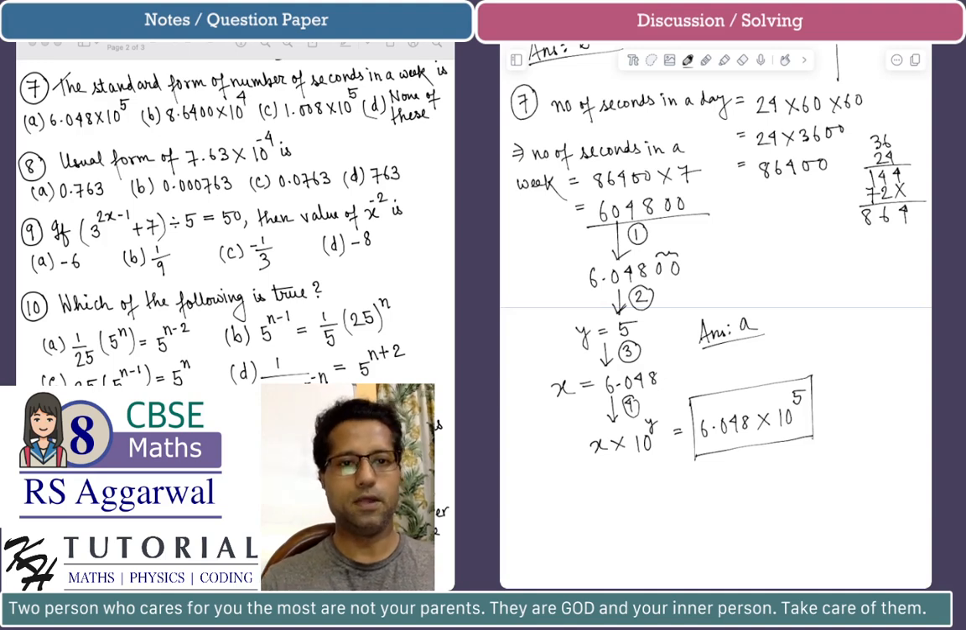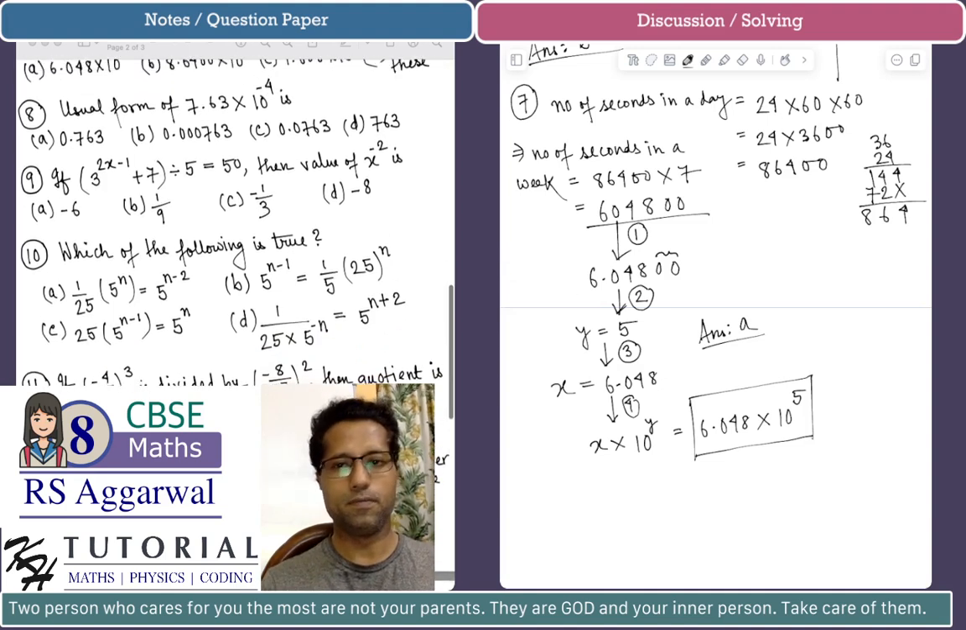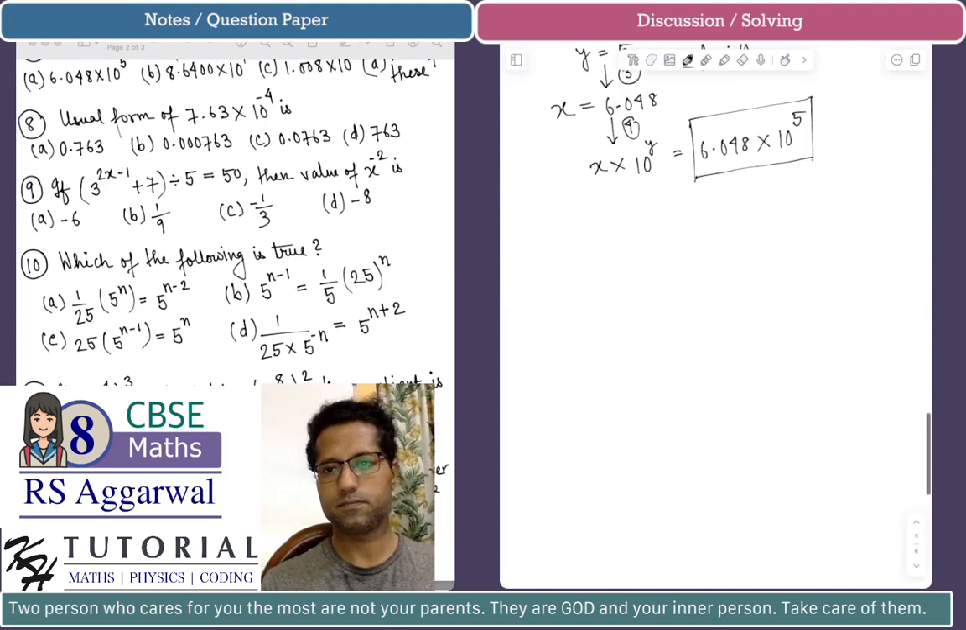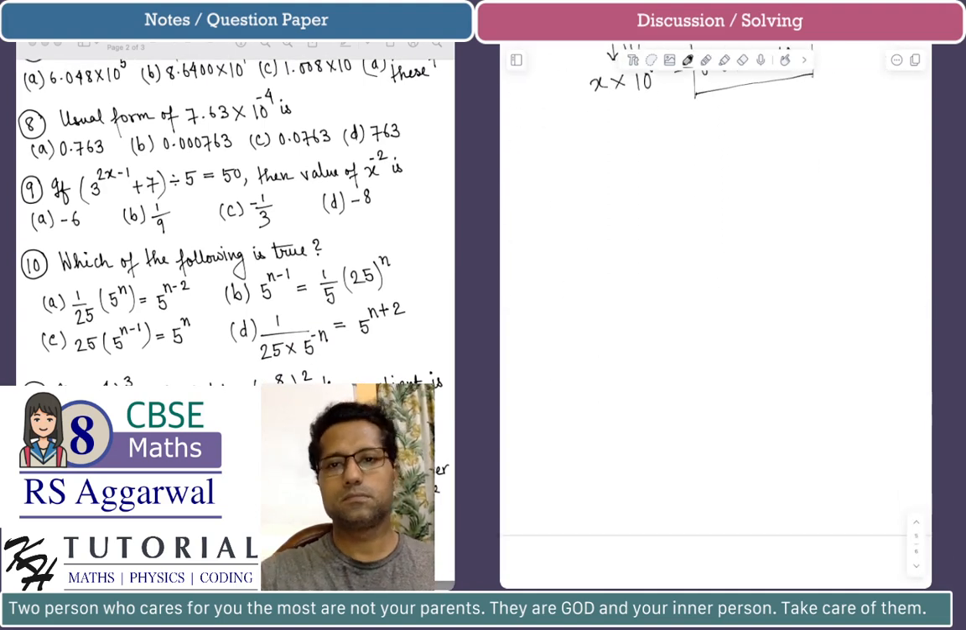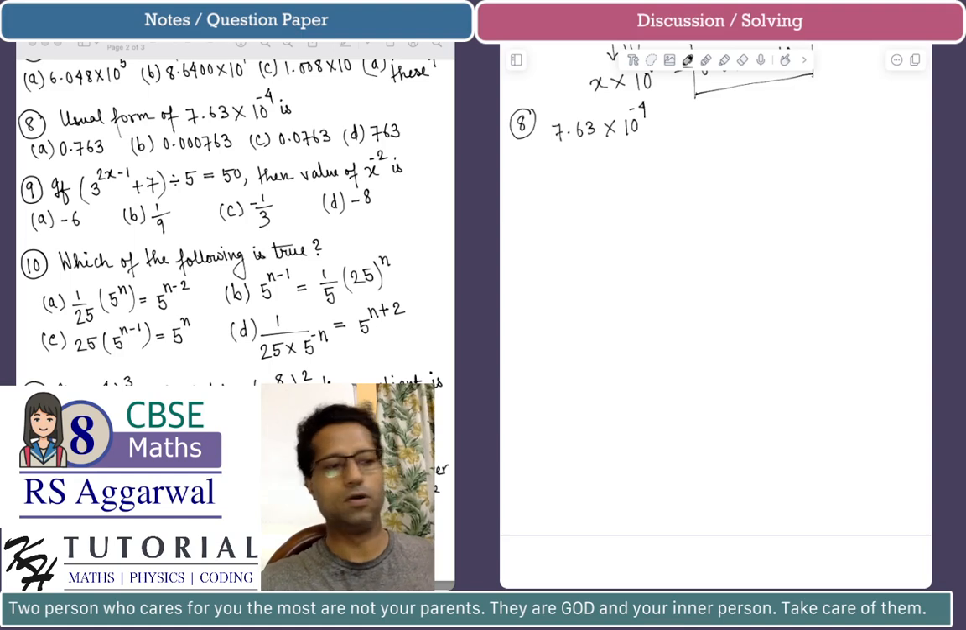Okay, let's do problem number 8. We are given a number. This is a very small number because the power of 10 is negative. We have to convert this number into usual form, the decimal form, that is without any factor of power of 10.